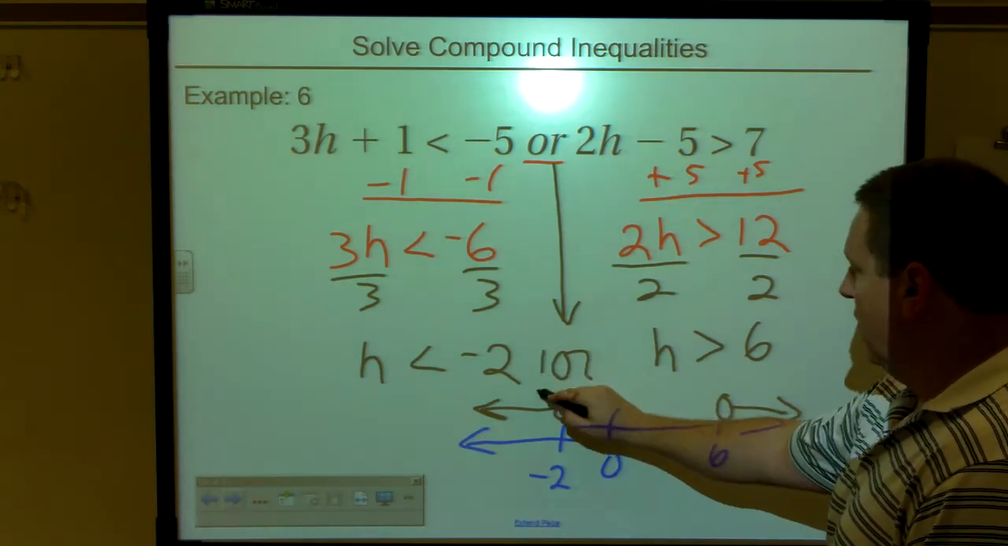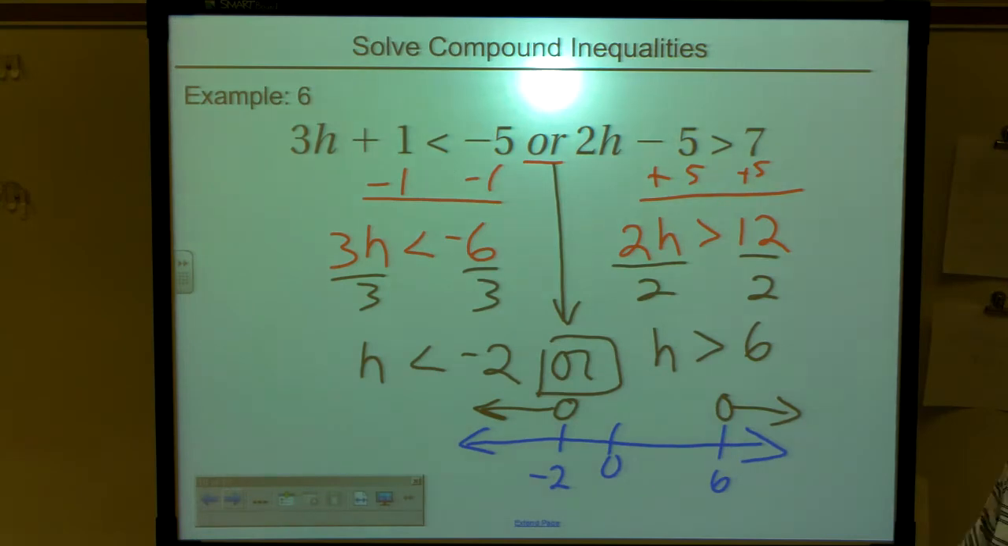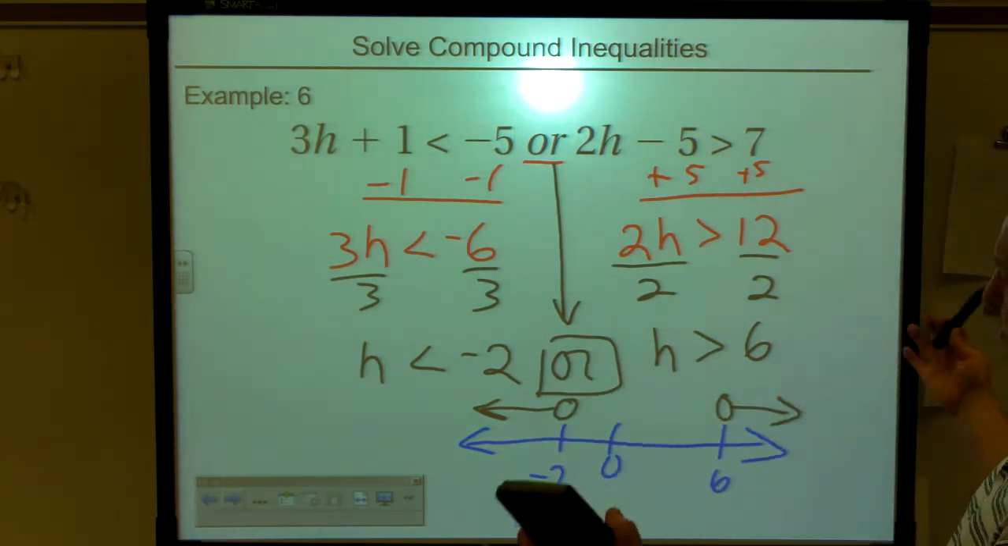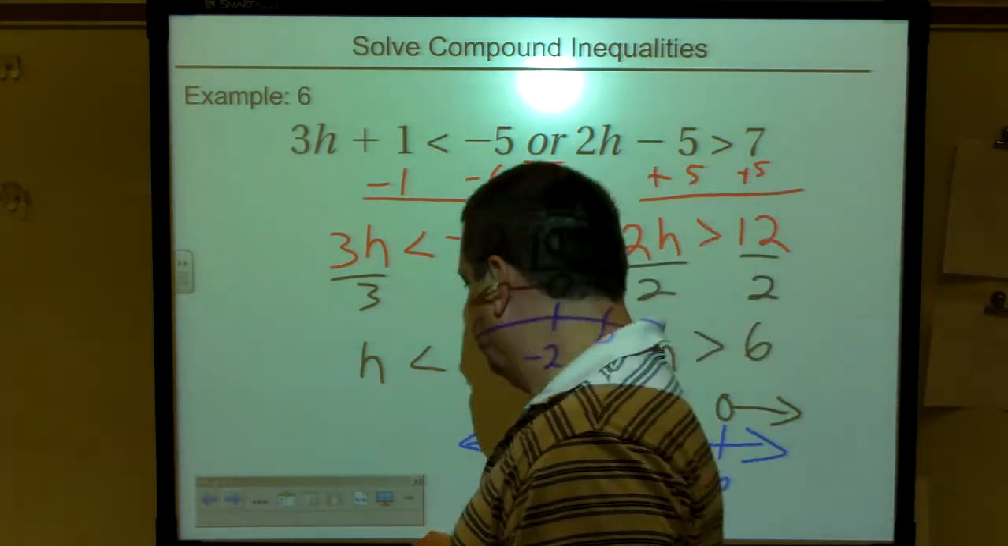And because of the word or, both of these answers are okay. Anything over here or anything over there. And that's where the word or comes into play. That's a union, combining all these answers with all those answers.